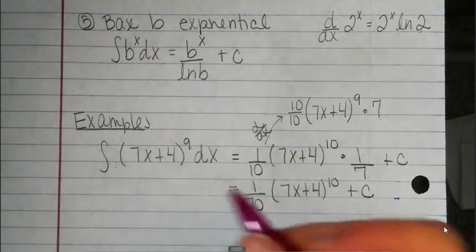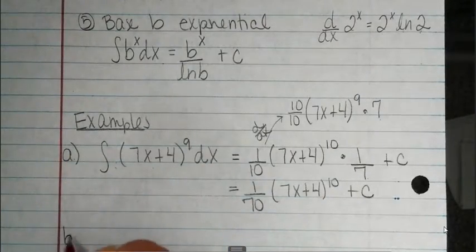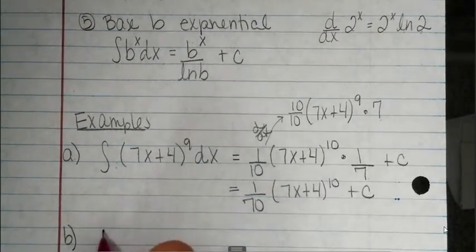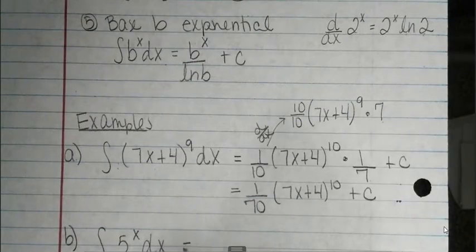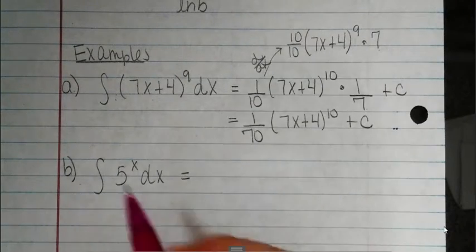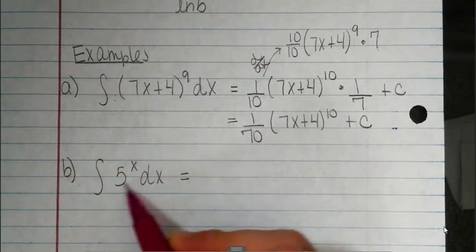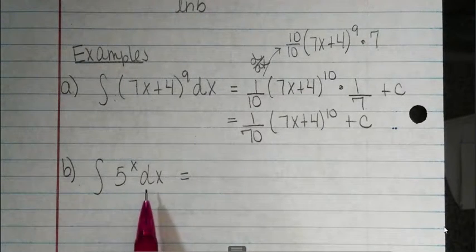Okay, well, let's do one more example. So that was example A. And how about we do one more? Pretty simple one. The integral of 5 to the x dx. All right, so base b function. I have to think to myself, okay, this is a base b function. So originally, there was something that had an ln of 5, and I have to undo that because I don't see an ln of 5 here.